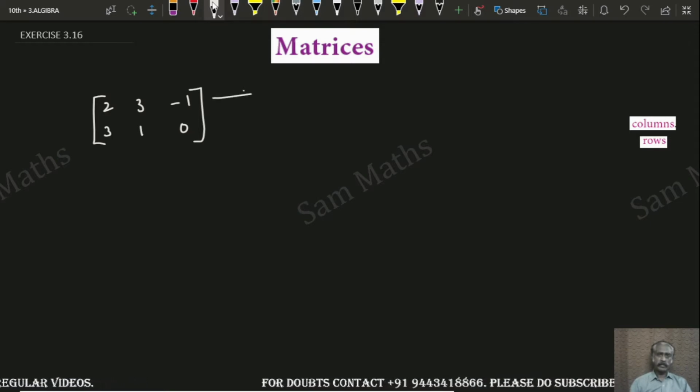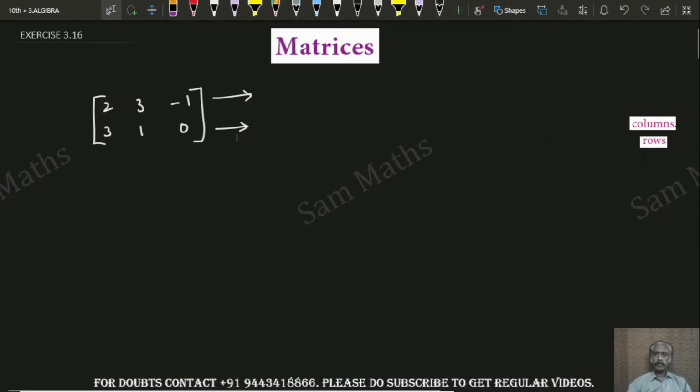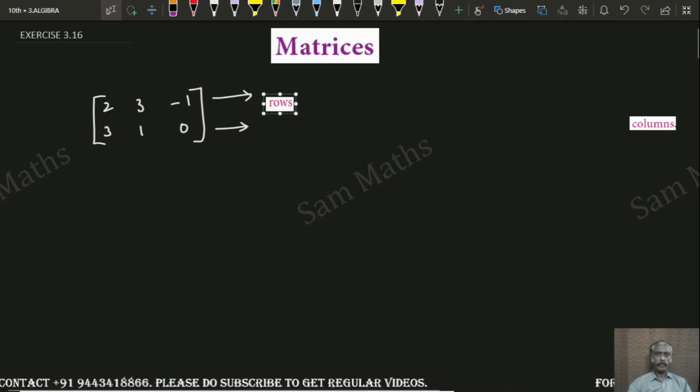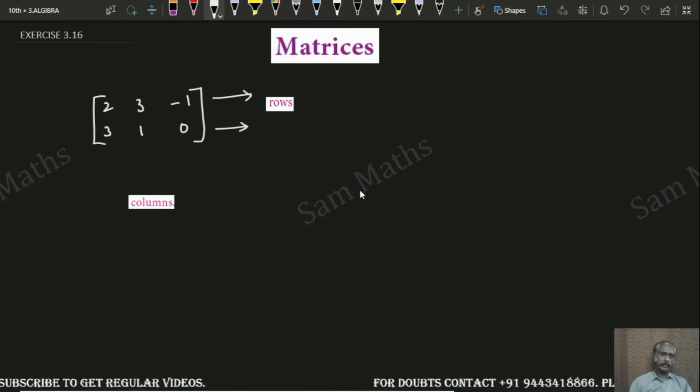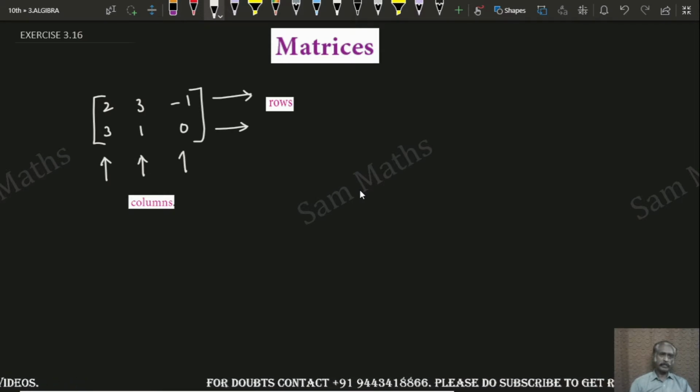So the horizontal arrangements are known as rows. Like that, the vertical arrangements are known as columns. So these are the columns. Okay, children.